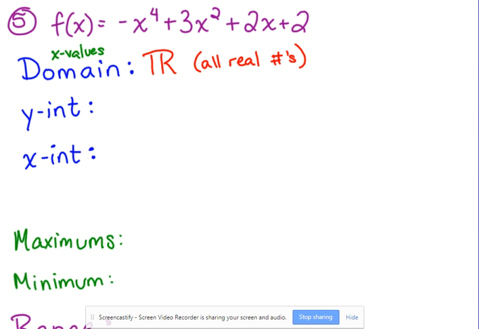Okay, y-intercept. What's the y-intercept? Looking at the graph, where does it cross the y-axis? Number 5, where does it cross the y-axis? At 2. Now, y-intercept is a point. You need to write it as a point. It's the y-intercept, so the 2 is the y-coordinate. The x-coordinate is 0. Notice it's also the constant on the end.